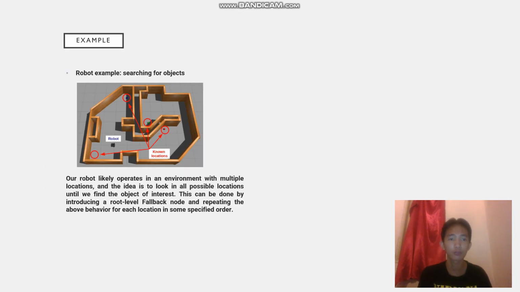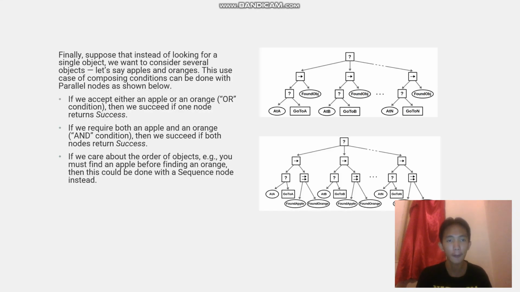This example is from robot searching using behavior tree. Our robot likely operates in an environment with multiple locations, and the idea is to look in all possible locations until we find the object of interest. This can be done by introducing a root level fallback node and repeating the above behavior for each location in some specific order. This is the algorithm for a search robot in any location.